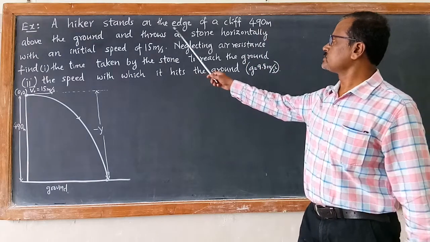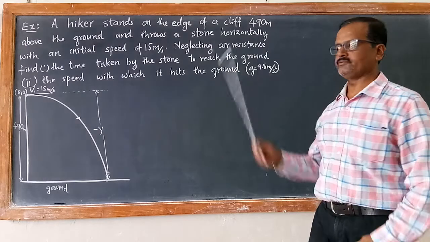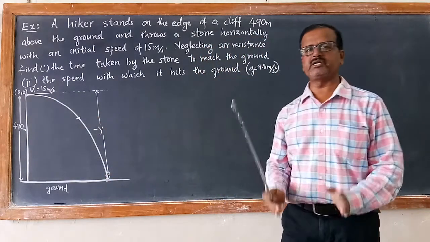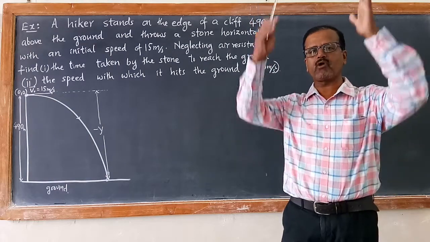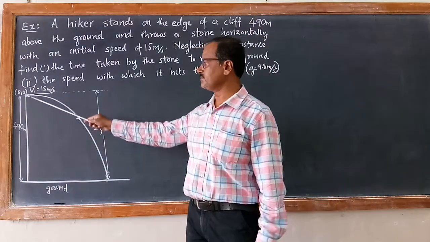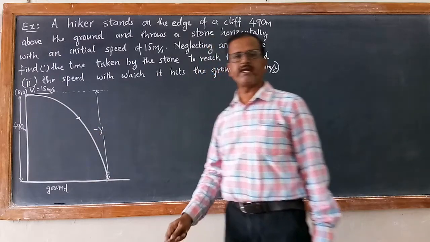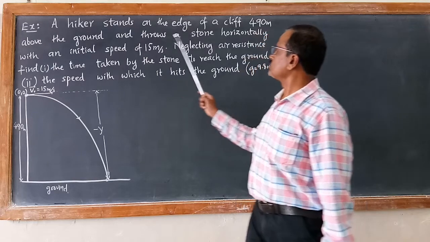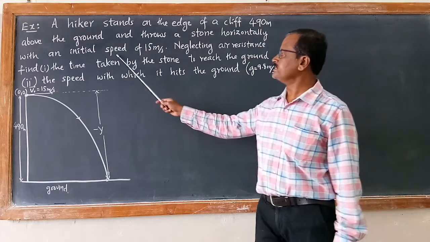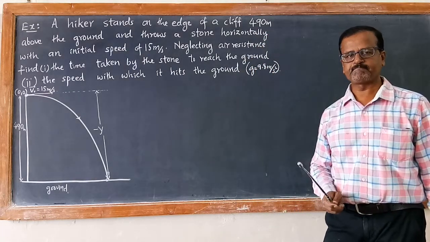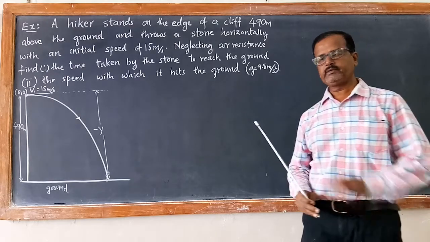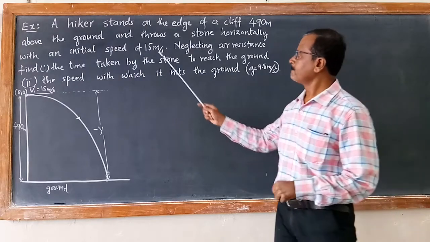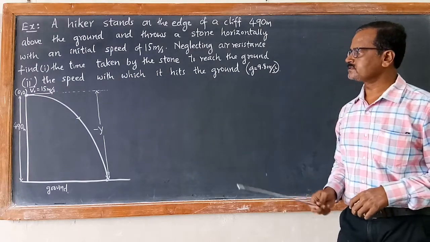A hiker stands on the edge of a cliff. Cliff means a steep mountain, a steep rock. The height of that steep mountain is 490 meter above the ground, and he throws a stone horizontally with an initial speed of 15 meter per second, neglecting air resistance.